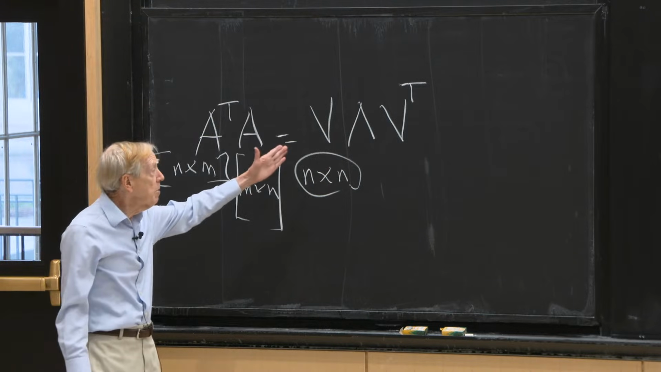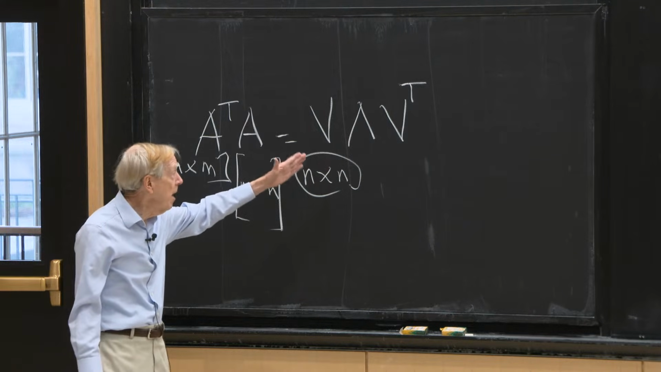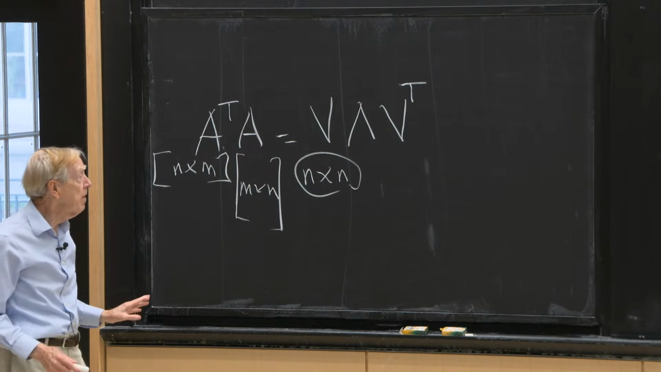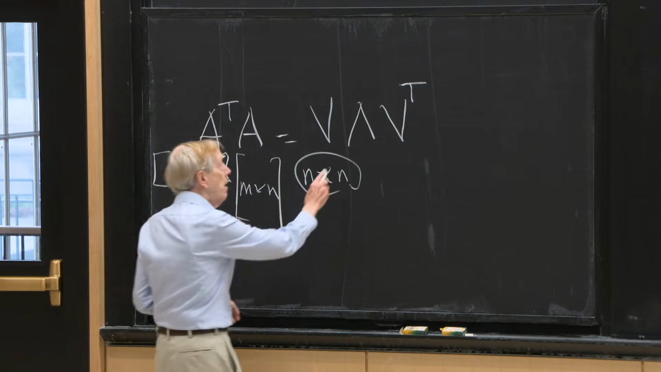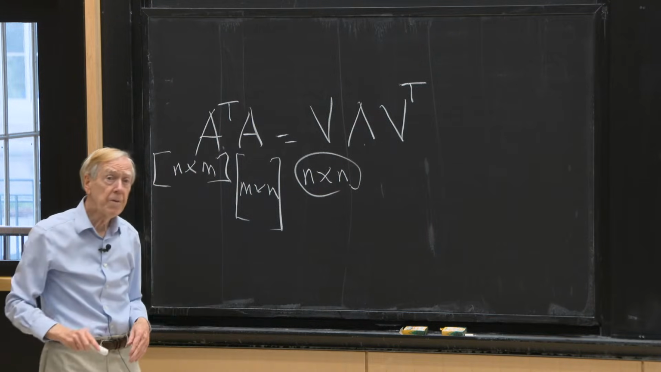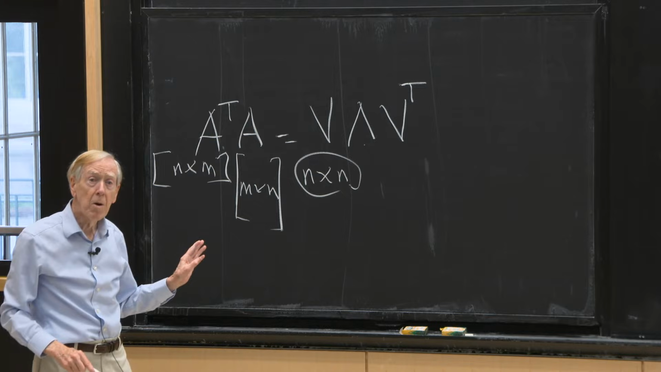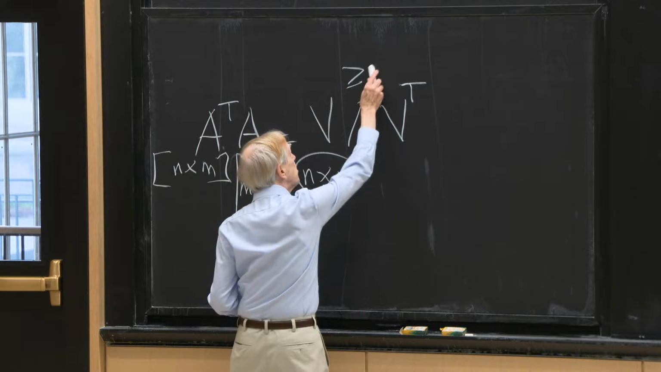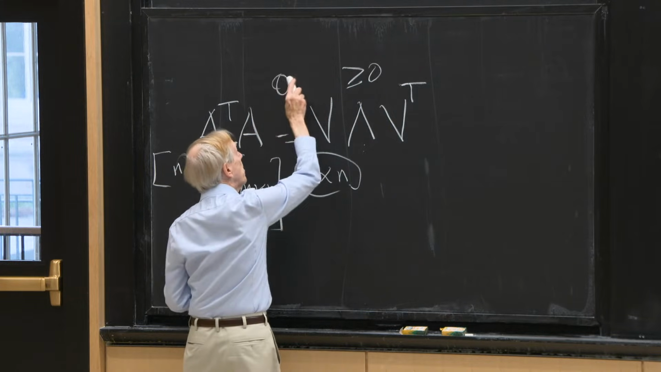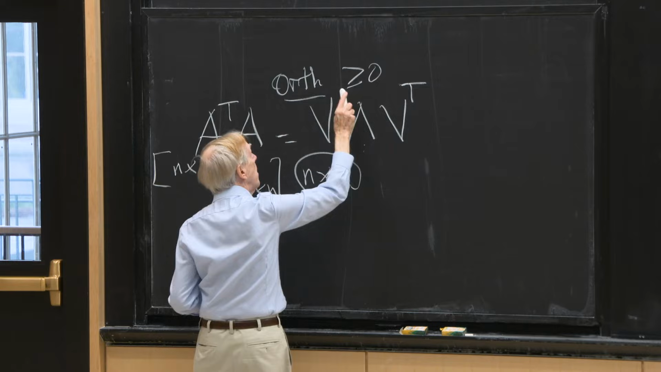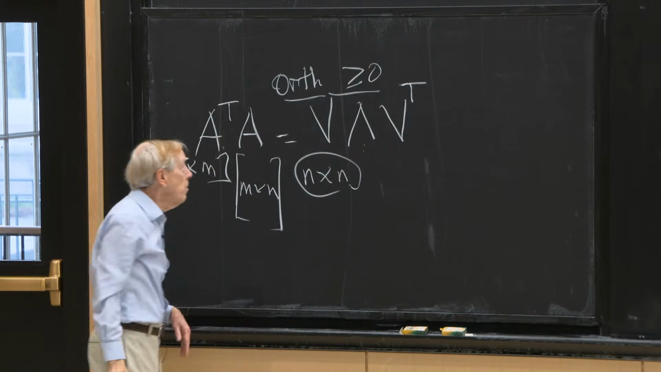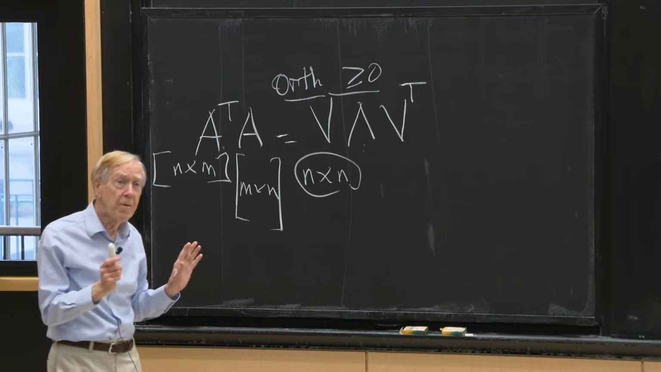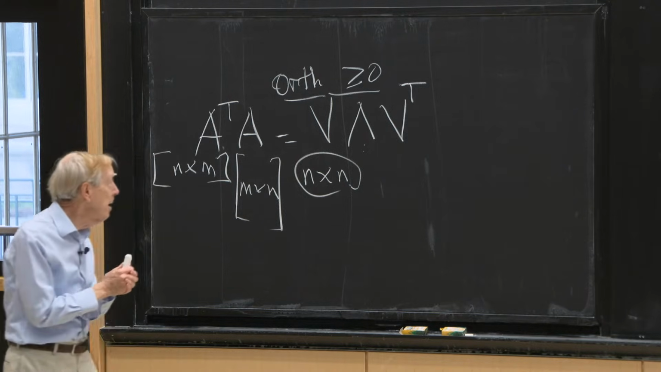So these V's, what do we know about the eigenvectors? These V's are eigenvectors of this square, symmetric, positive definite matrix. So we're in good shape. And what do we know about the eigenvalues of A transpose A? They are all greater or equal to 0. And these guys are orthogonal. Okay, so that's good. We'll depend a lot on that.